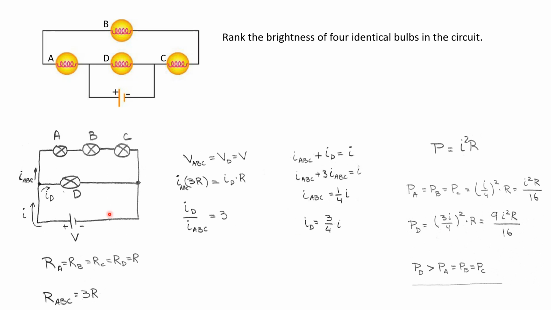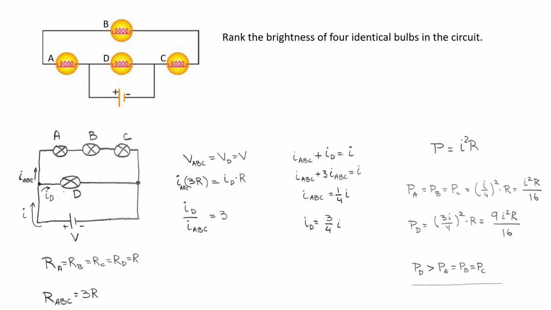We can do the same thing for D, but the current here is 3 times the current going through here, which we just found. So the power of D comes out to be 9 I squared times R divided by 16. This is 9 times more power. So D is the brightest, and the brightness of A, B, and C is the same. D is brighter than the A, B, and C bulbs, which have the same brightness.